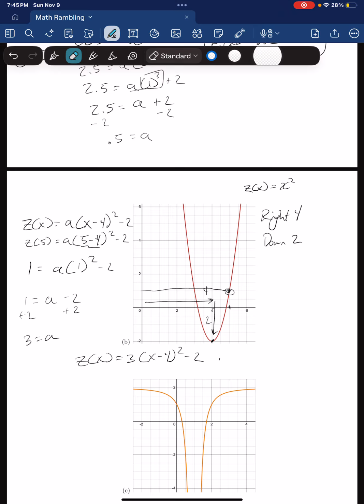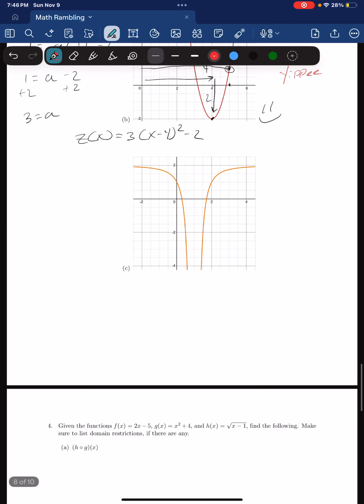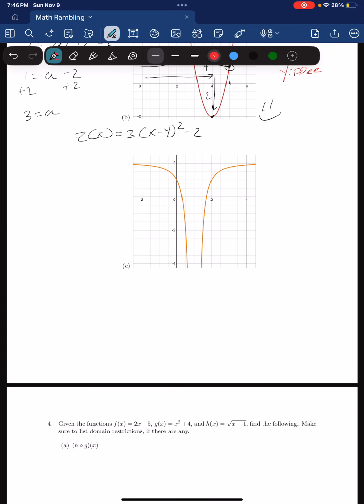Let's not write a box. Let's put something cool like a smiley face, because we did it. Yippee! All right, next. Oh my gosh. What is this?